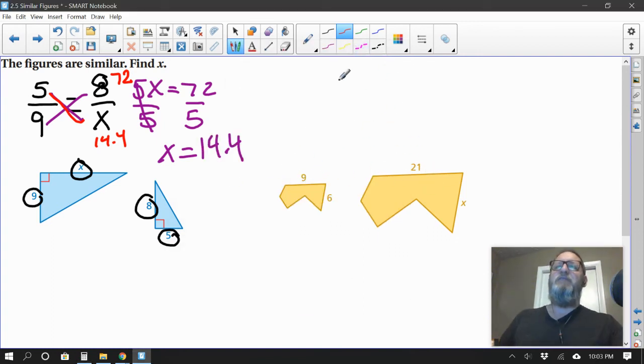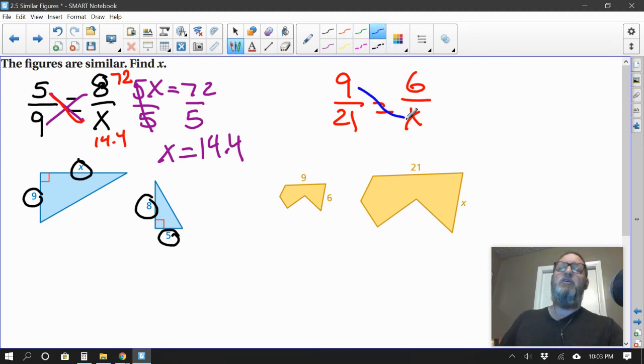All right, so here we are over here. The 9 definitely corresponds to the 21, and the 6 corresponds to the x. Okay, we've got our cross product set up. So, I'm sorry, our proportion set up. So now we do our cross products. 9 times x is 9x. 6 times 21. Let's see, 6 times 1 is 6. 6 times 20 is 120. So there we go. 9x equals 126.